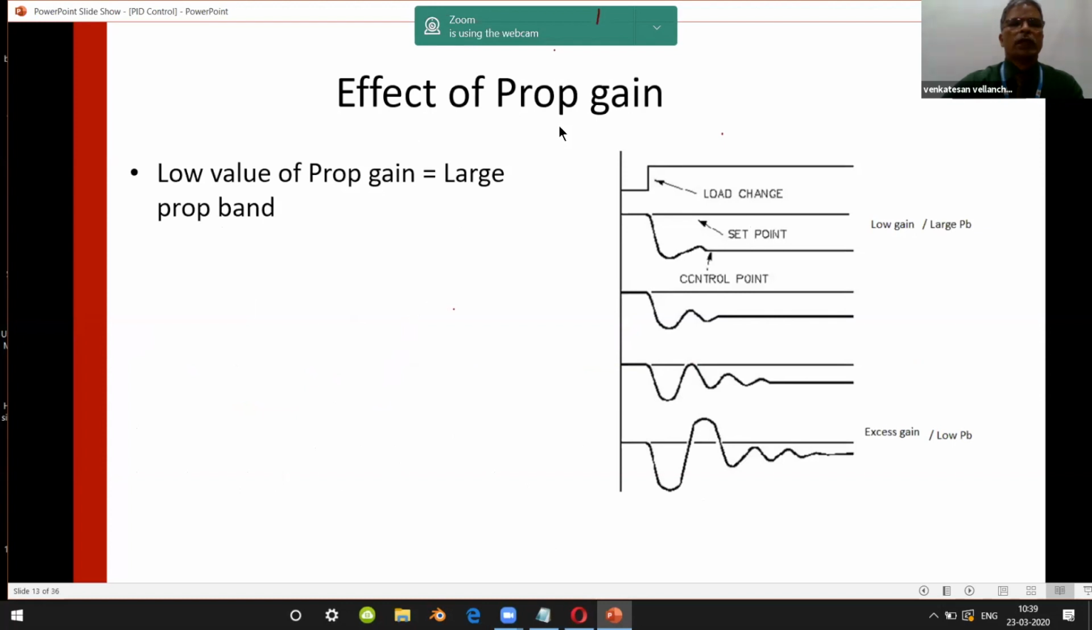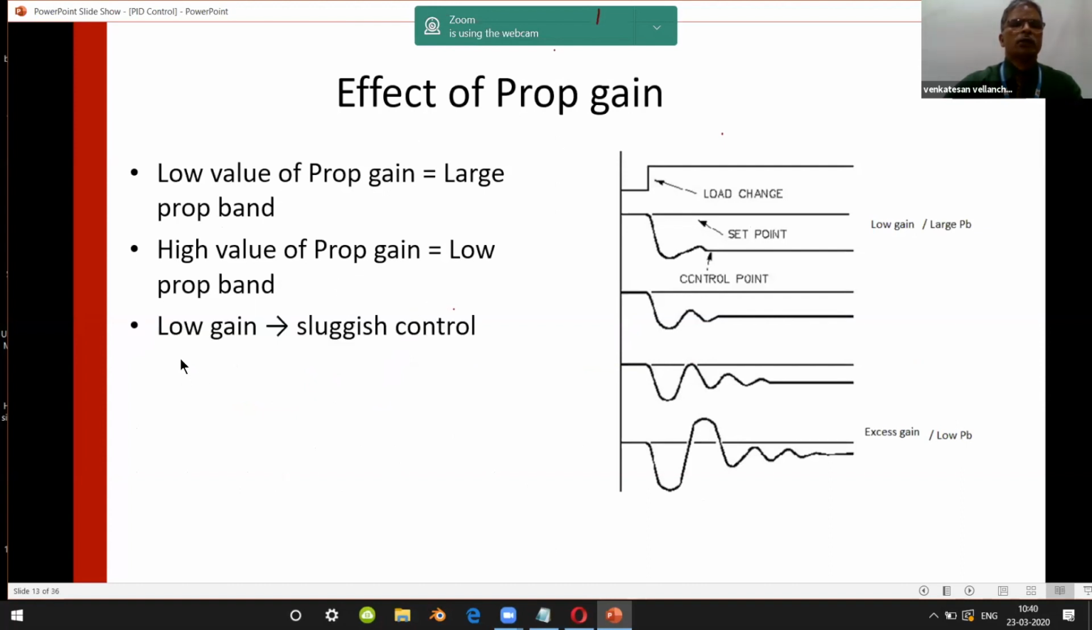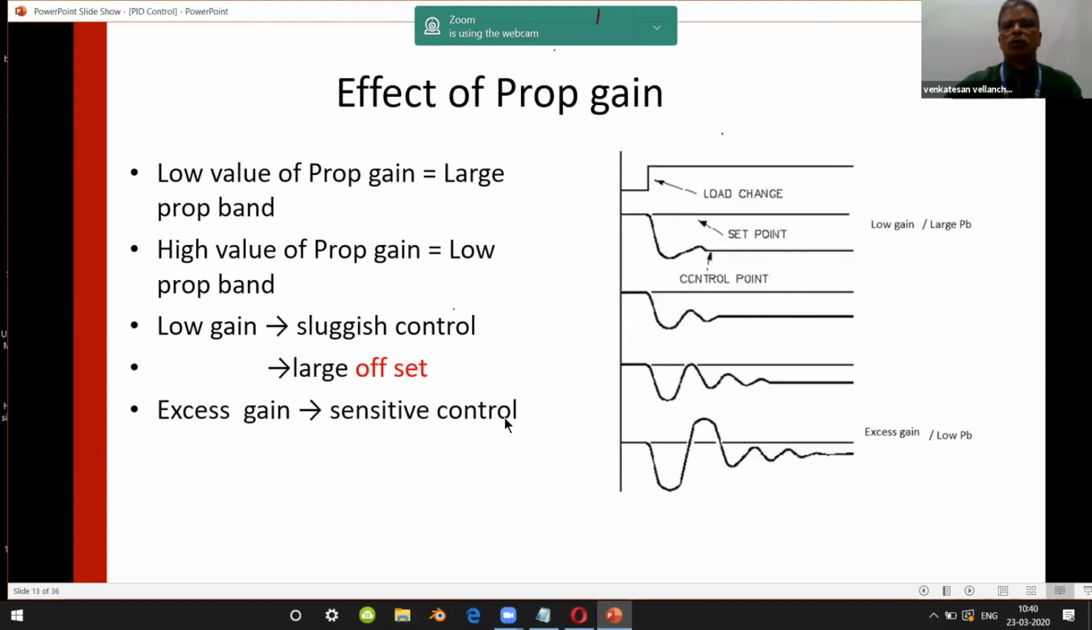Effect of proportional gain. If the proportional gain value is less, that means the band is more. This part we already explained. If the proportional gain is high, it means band is less. Low gain system means control will be sluggish and there will be a large offset. If you have high gain, the control will be more sensitive, but it can result in hunting.